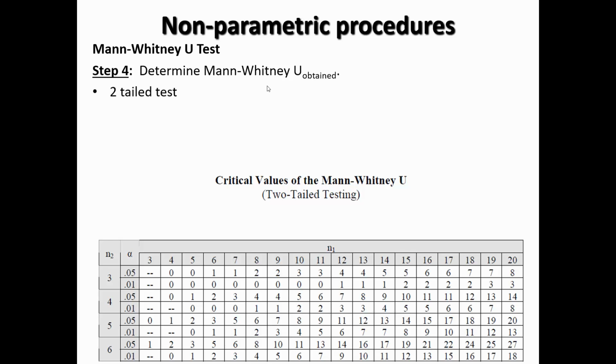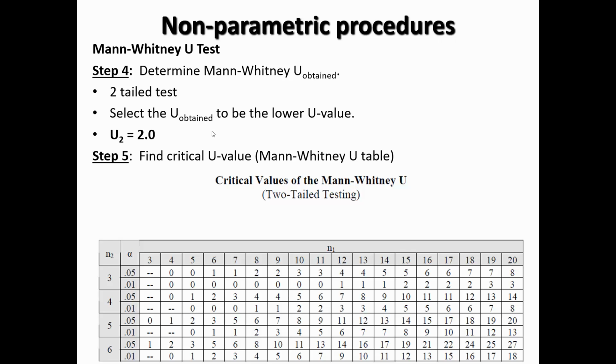Once we compute that, we move on to the next step, having already determined the Mann-Whitney U obtained. This is a two-tailed test, so we would interpret the data following the completion of the statistics. Once we have those two U values, we select the lower value from slide 24, which was 2.0. This is the test statistic. Whichever one is the lower value is the one we take and move forward.